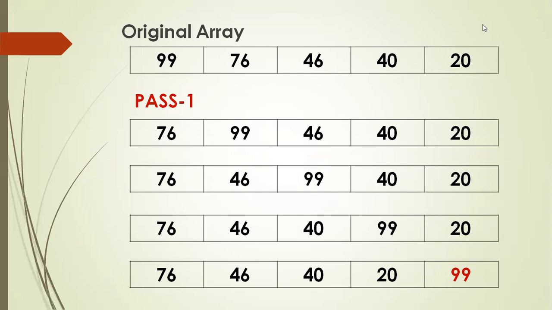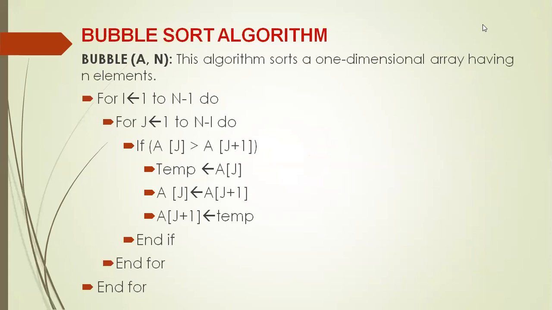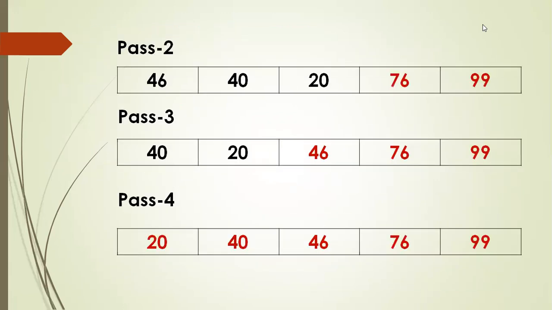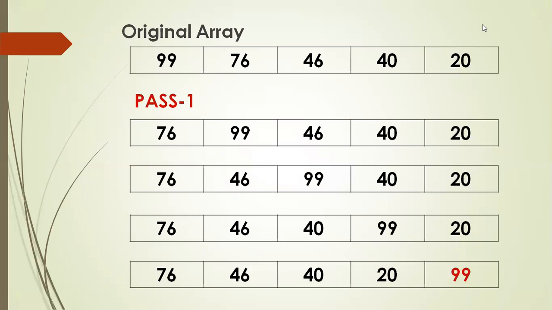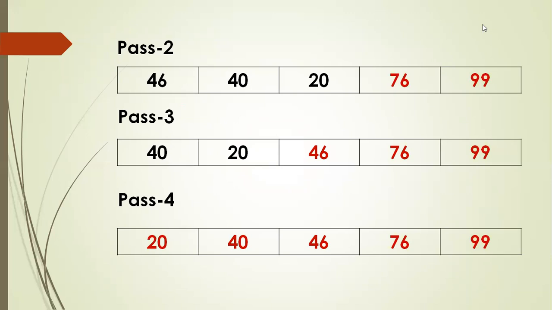The next value of i is 3. In that case, j varies from 1 to 5 minus 3. How much? 1 to 2. So j takes 2 values, 1 and 2. Already 76 has taken the proper place. Then 46 and 40 are compared. Then they are exchanged. 46 is compared with 20, again exchange. Then 46 takes the proper place. In the last pass, 40 and 20 are compared. They are exchanged. So when you finish all the passes, your array will be in sorted order.